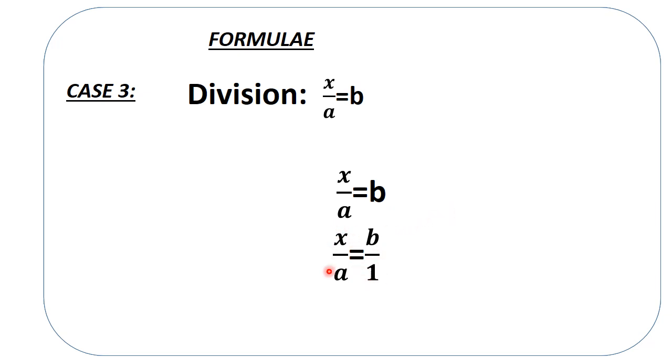Now that we have fractions on both sides, we can do what is called cross multiplying. Cross multiplying involves multiplying this times this and this times this. Where there is an equal sign, that's where you put your cross. So you multiply a and b, and x and 1. It doesn't matter which one you start with. So x times 1 is going to be x, and a times b is going to be ab.